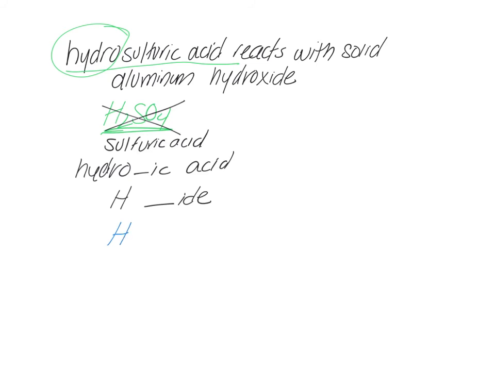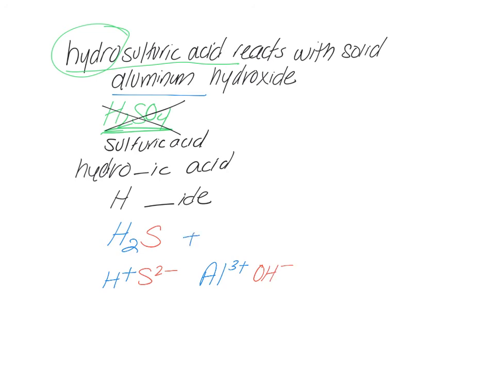So it's H2S. And how I know it's H2S is because hydrogen is positive, sulfur is 2 negative, right? So I get that formula from there. And then it's reacting with aluminum hydroxide. So aluminum is Al3 positive and hydroxide is OH negative.